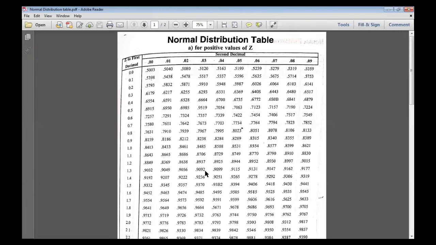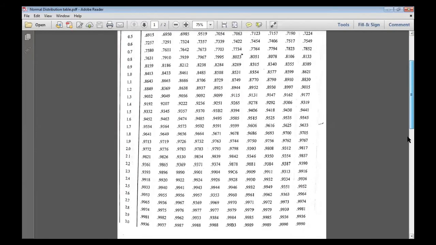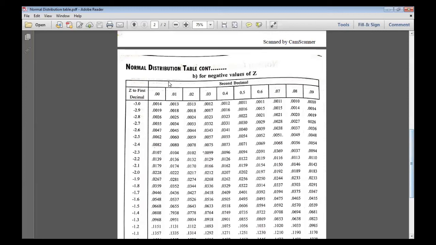Similarly, Z value got minus 1.33. If you go to the next page, we have Z for negative values. It is for negative values of Z. Since the value got is minus 1.33, here you have minus 1.3. That means this value, that is 0.0918. If you multiply by 100, you will get 9.18.